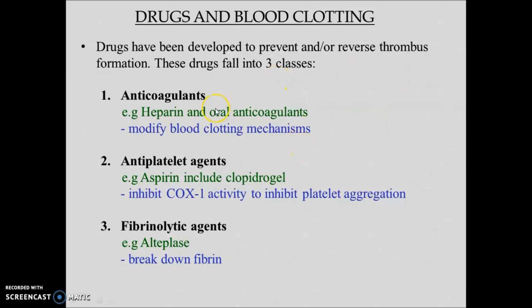As examples, I have not given many here, we will see later, but remember heparin and oral anticoagulants. It means heparin cannot be given orally. That's why I have separately written oral anticoagulants. For antiplatelets, we have aspirin, and mostly clopidogrel also. And for fibrinolytics, one of the examples is streptokinase. Fine. So these are a few drugs which help prevent or reverse your thrombus formation.